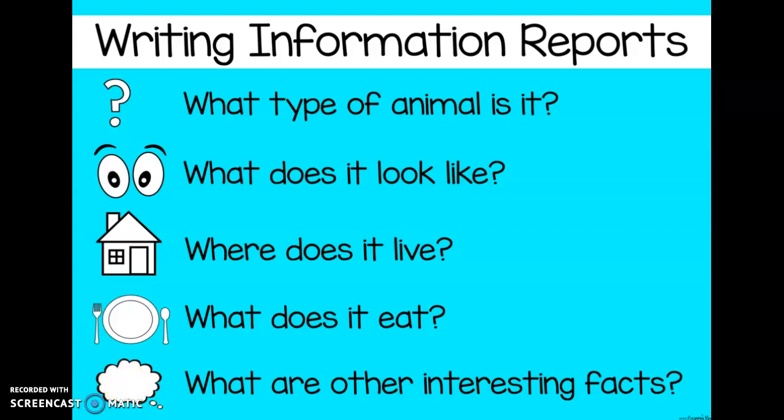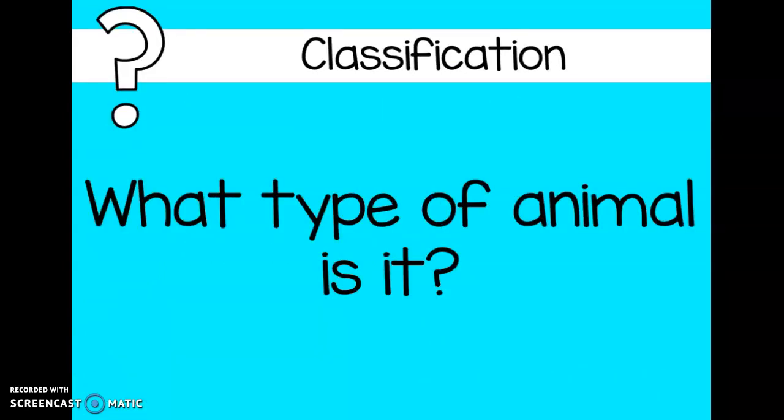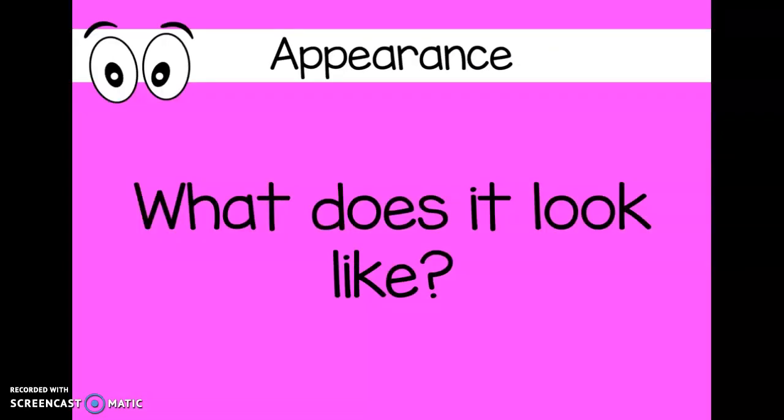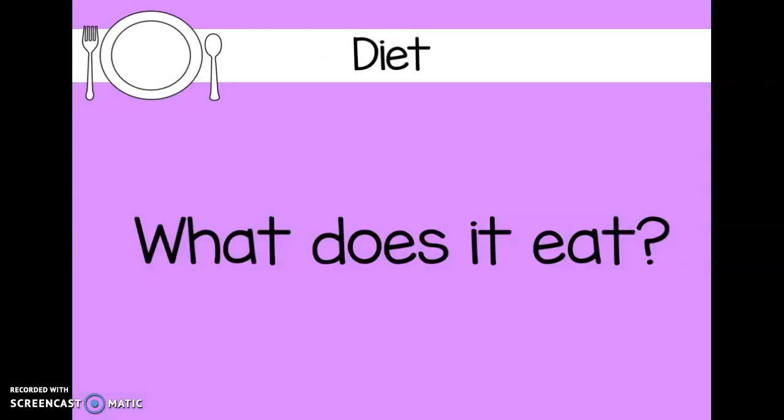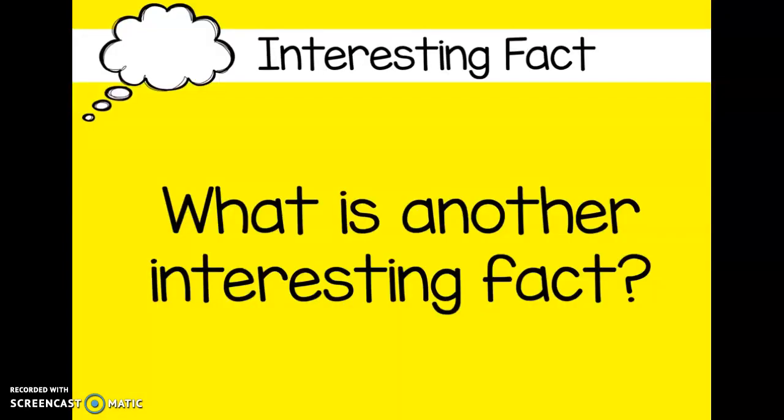So last week we looked at classifying animals. We looked at what the animal looks like. We talked about the different animals' habitats and the animal's diet, or what it eats. And today, the new part is inclusion of an interesting fact about your animal.